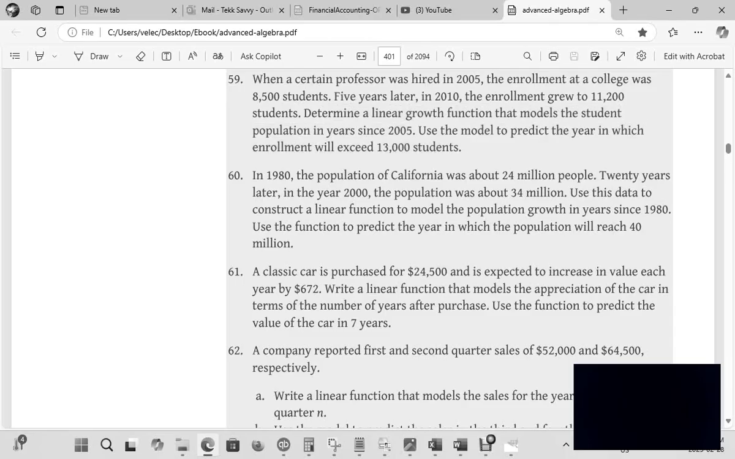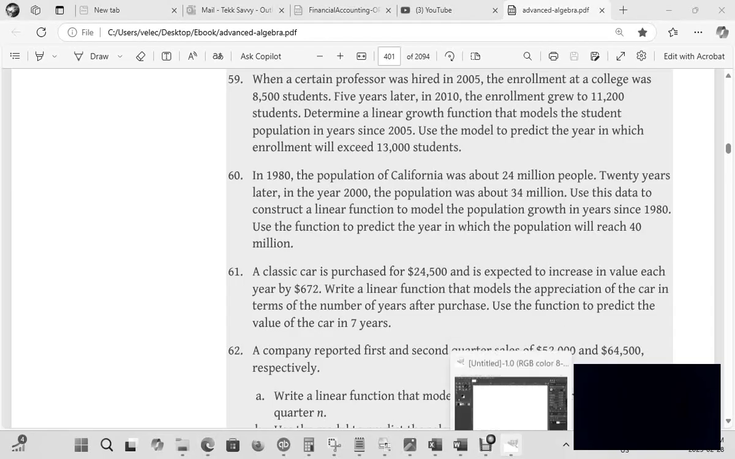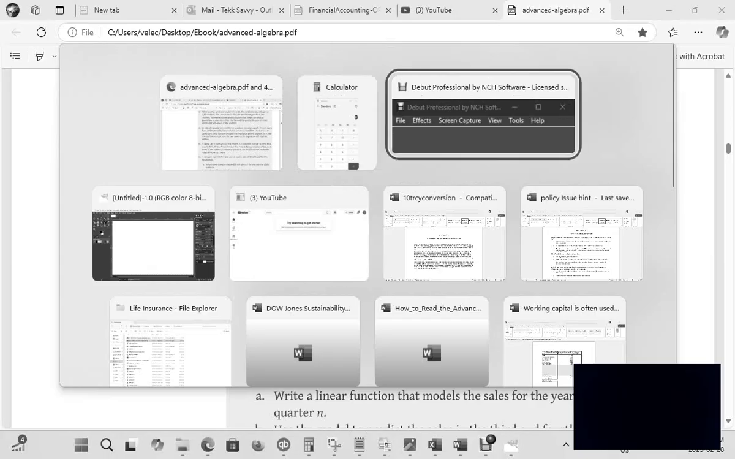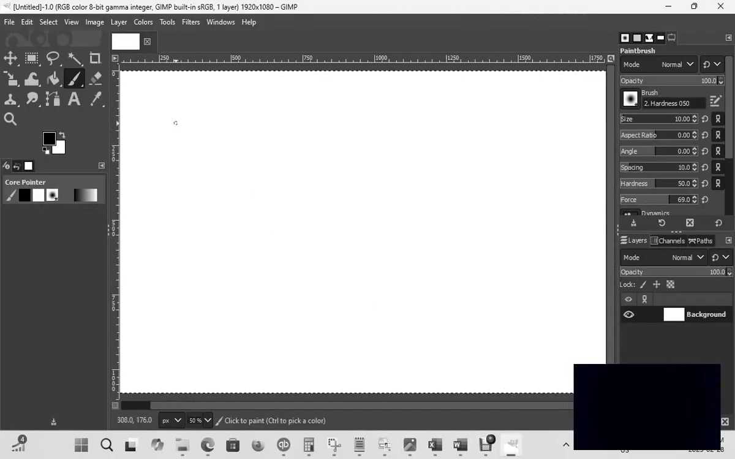So remember, your base is 8,500. So 8,500 students. This is your base. This is what you start off with. This is 8,500.